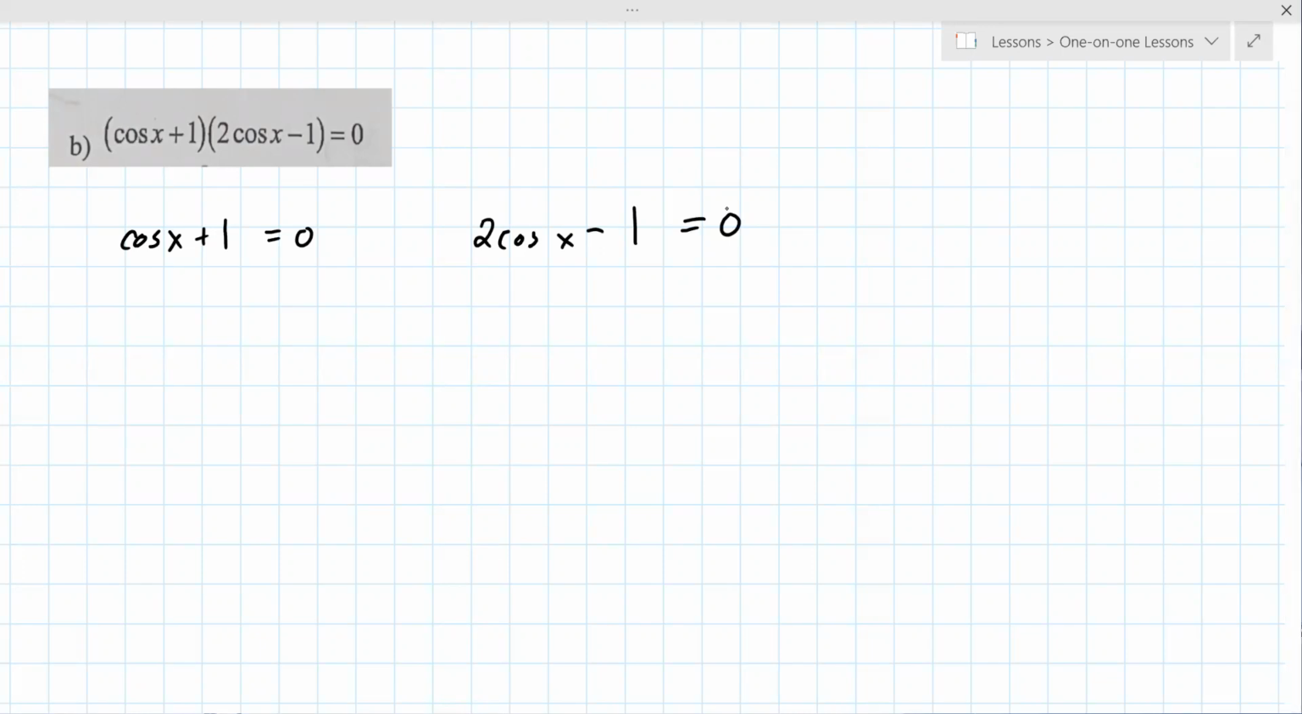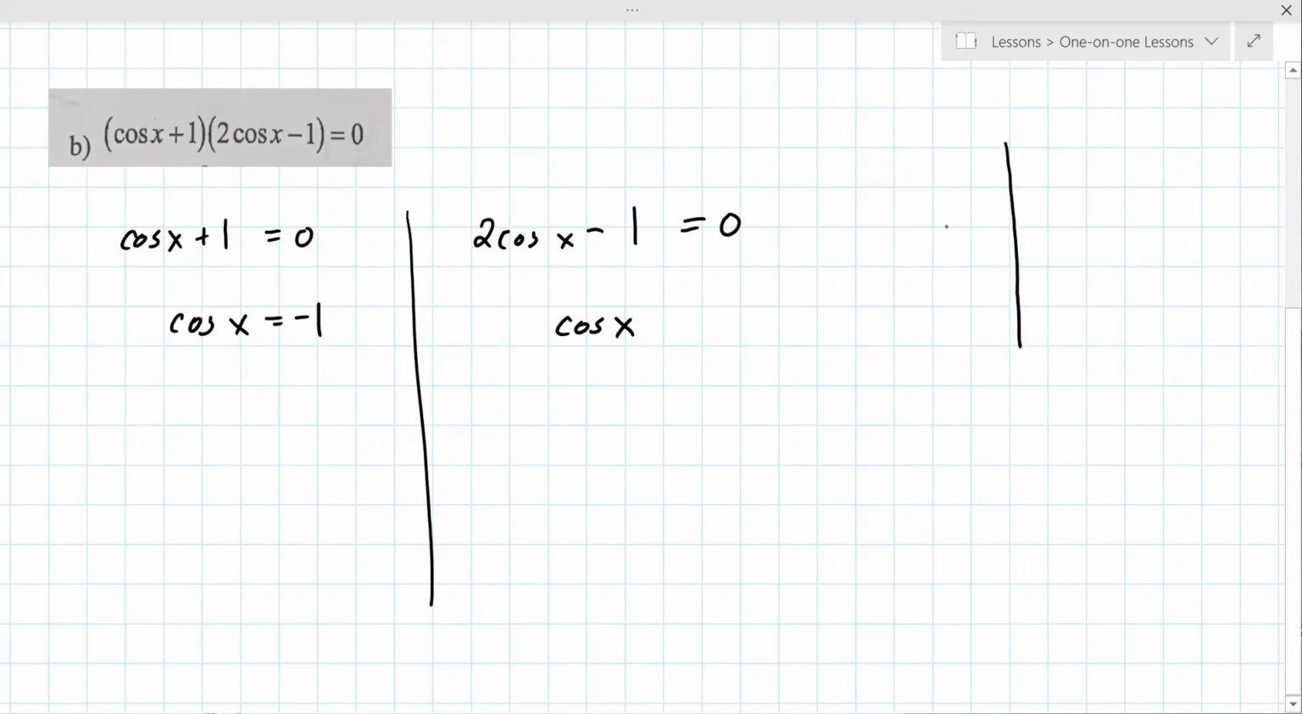So the first one, we're setting cosine x equal to -1, and then we'll solve that. So cosine x equals -1. Again, that's a unit circle place. Cosine is the x value. So it's where is the x value equal to -1, and that's right there. So you just say x equals pi for that.